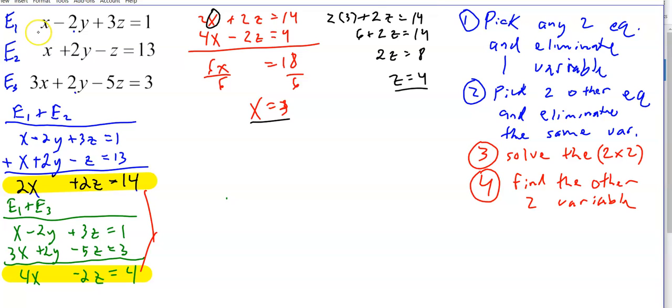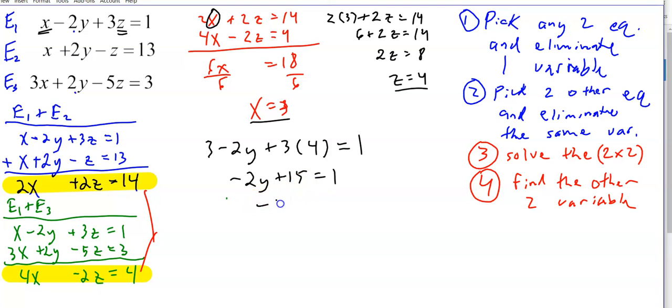So we're going to choose this one. We're going to plug in an x value of 3 right there and a z value of 4 right there. So let's do that. So we get 3 minus 2y plus 3 times 4 equals 1. So this is going to be, see, 3 plus 12 is 15, so I get negative 2y plus 15 equals 1. Negative 2y equals negative 14, and then divide by negative 2, y equals positive 7 there.